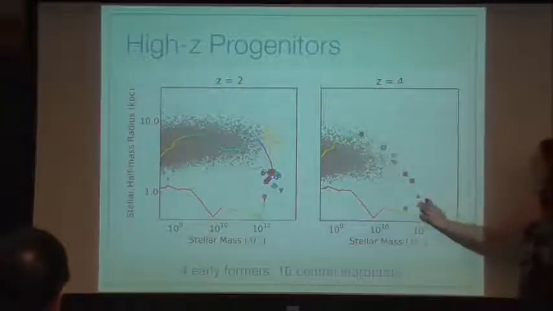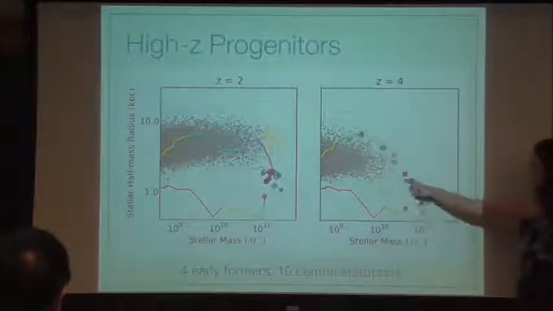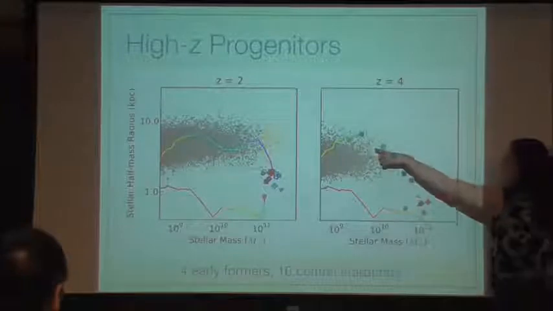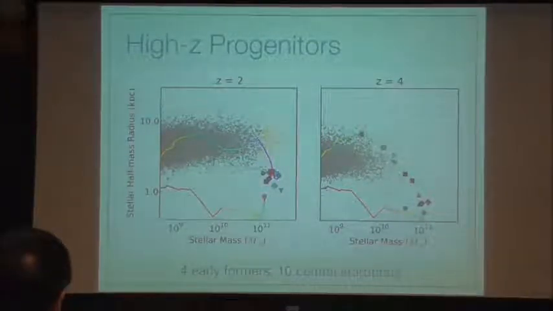When you go to redshift 4 and ask where their progenitors are, for example, you can see that for the most part, these early forming guys are already in place, whereas some of the starburst ones have yet to undergo whatever event drives them into that region.